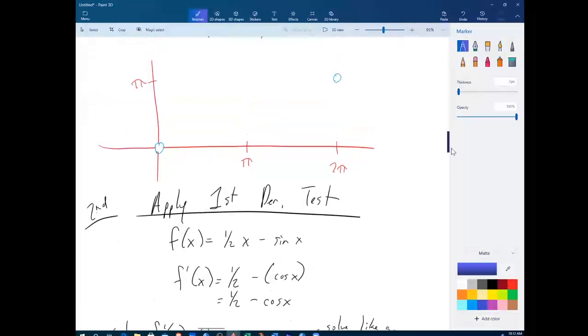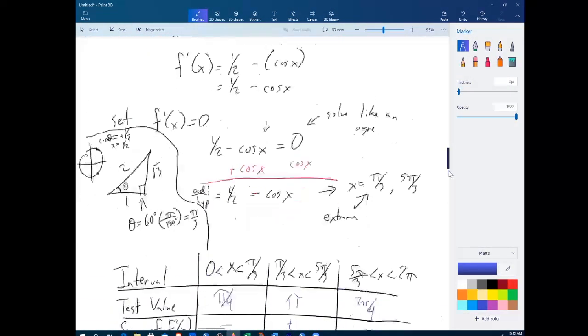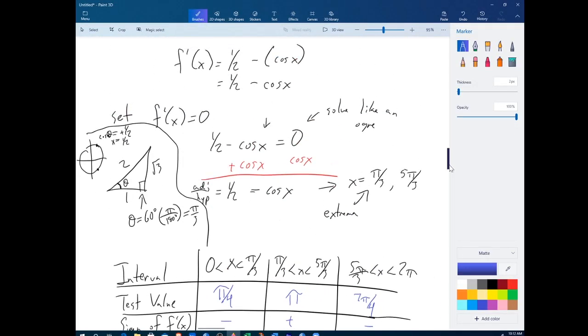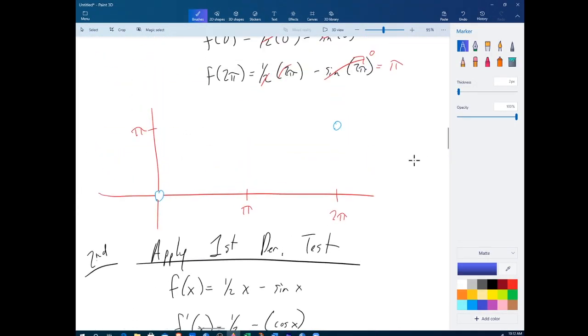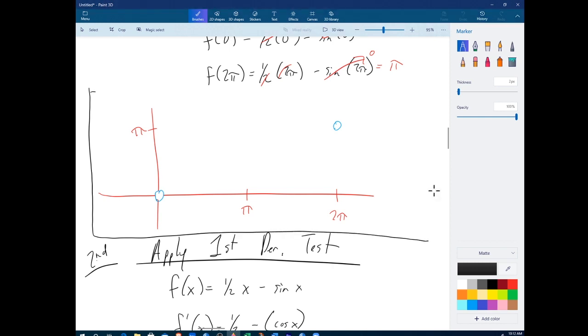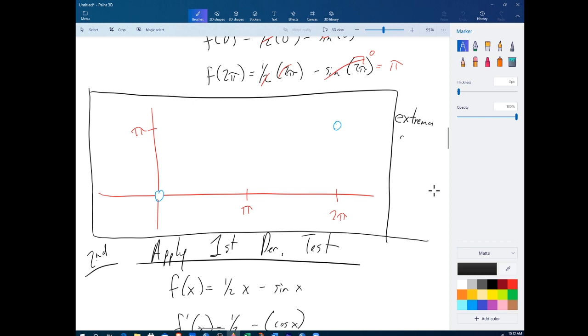So I'm going to scroll back up to here. By extrema, we're at pi over 3 and 5 pi over 3. You can, of course, write this back down, but I had already started the graph here. So I found my extrema at x equals pi over 3 and x equals 5 pi over 3. Very conveniently, all I need to do is split my pi sections into thirds to find where those are located.